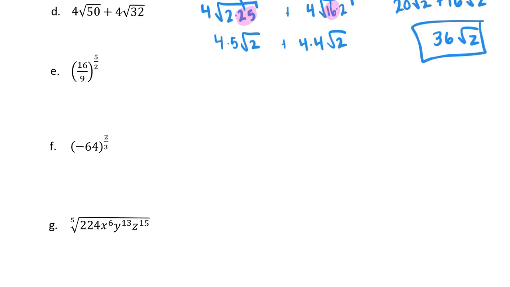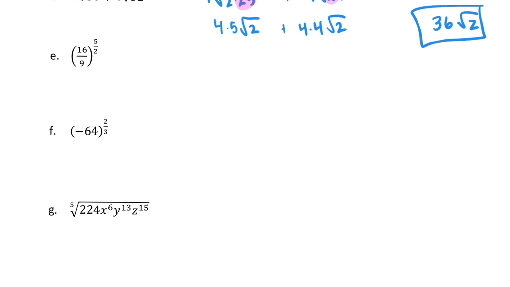Okay, question E is going to be a multiple choice type of question. Don't know if I'm allowed to tell you that or not, but this will be a pretty simple one if you know the right things to do. So I have the 16 ninths all to the 5/2 power. The easiest way to go about solving this problem is to start with the square root, or the 2 in the denominator. So I'm going to square root 16 over 9. And then I will take the 5th power after I square root.